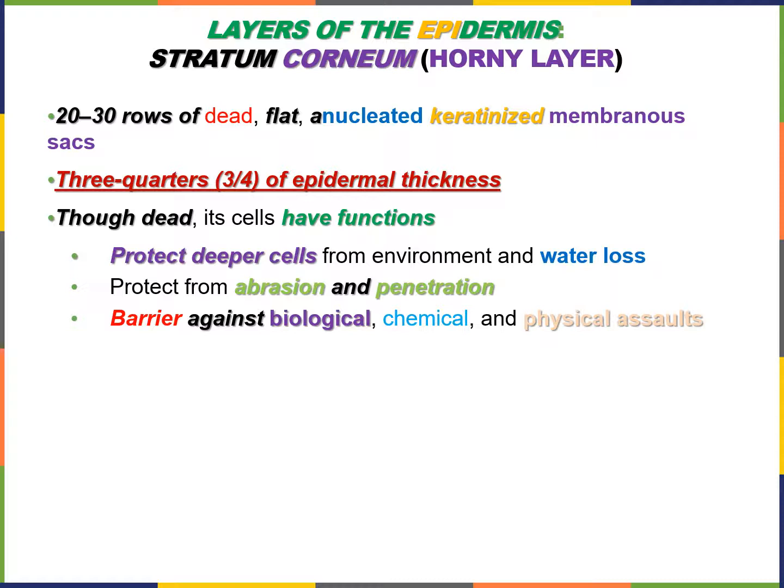Even though these cells are dead, they have a purposeful, functional activity to provide the body. They're going to protect the deeper cells from the environment. They protect the body as a whole from water loss. They protect us from abrasion and penetration. They form a barrier against biological invasion from microbes, bacteria, viruses, fungi, things such as that. They protect us from chemicals in the environment that could get into the body and disrupt other cells. Along with the rest of the skin, they give us some thermal regulation. They also allow the hairs to come through to give us some communication with the environment, so we can feel things on our skin, along with those tactile receptors.